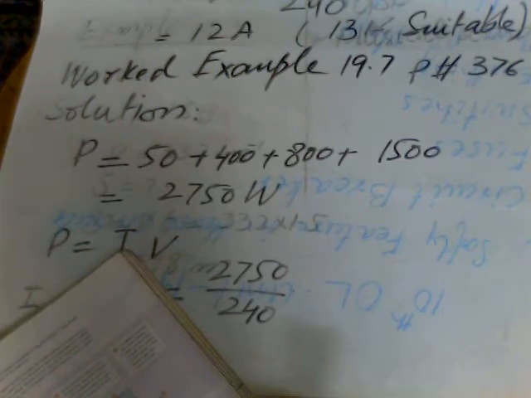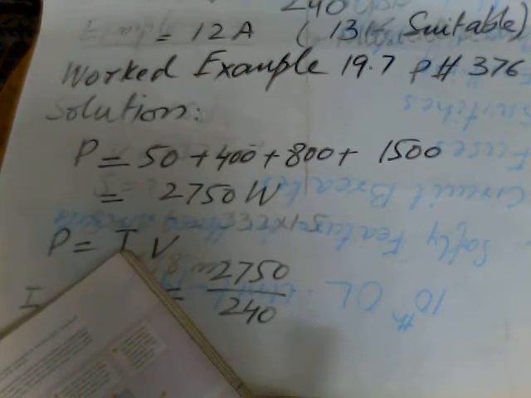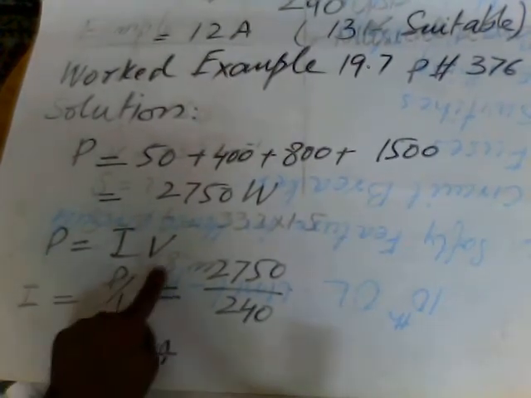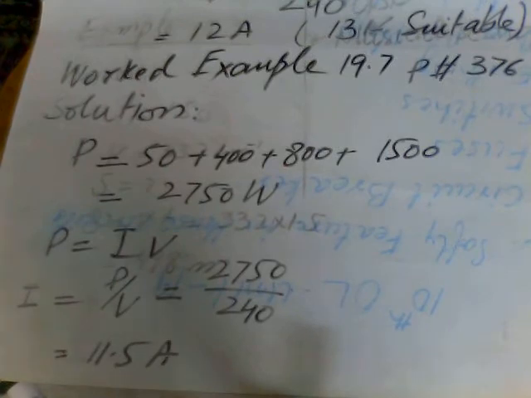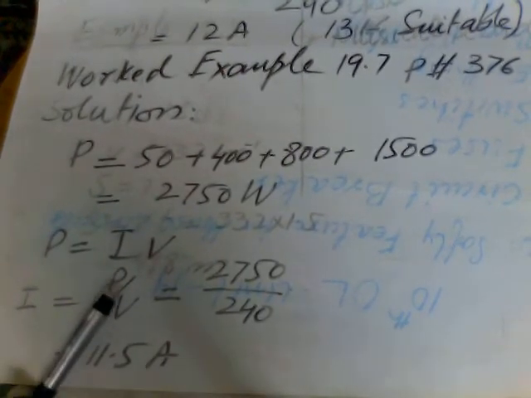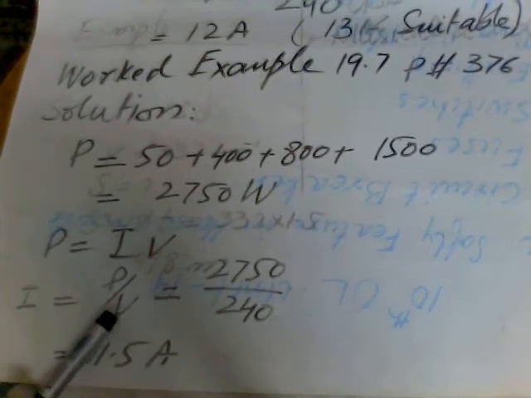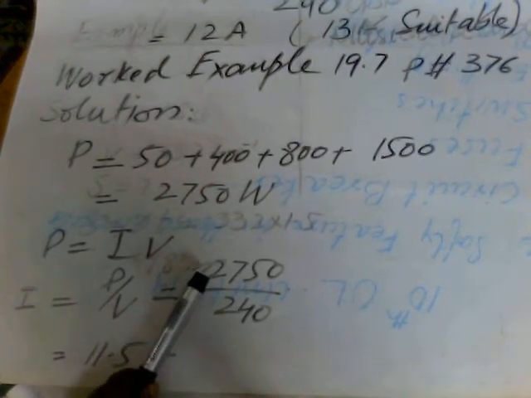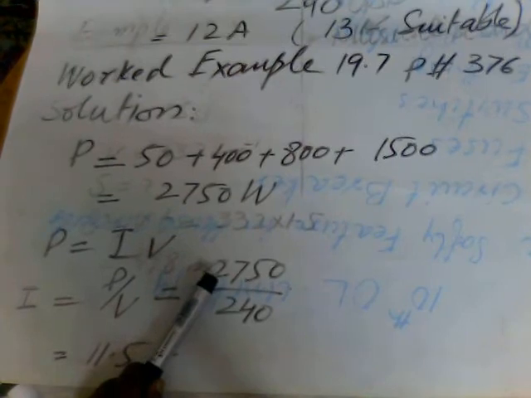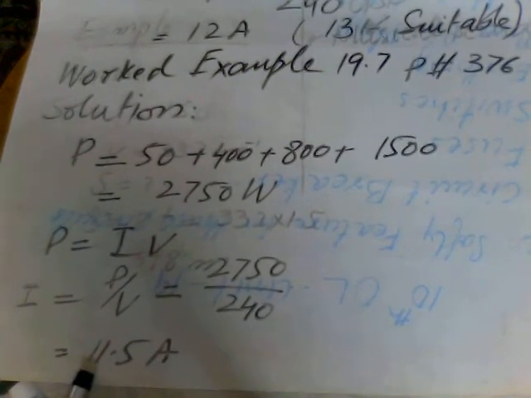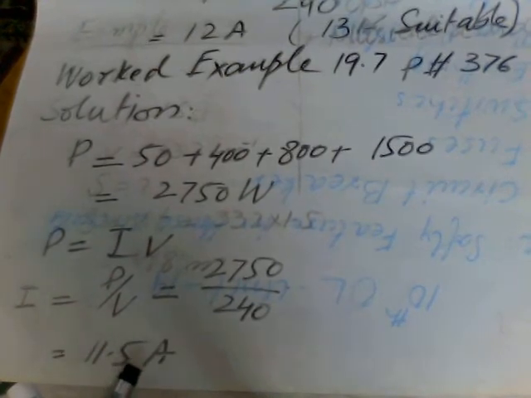First of all, we have to find the operating current with the same formula, that P is equal to IV, and by rearranging we get I is equal to P over V. And while we calculate and simplify 2750 divided by 240, it comes 11.5 ampere.